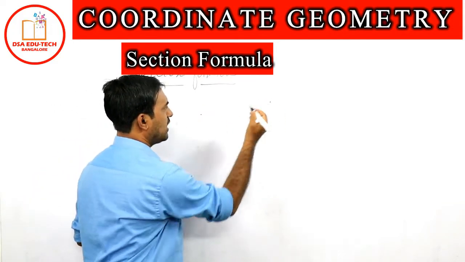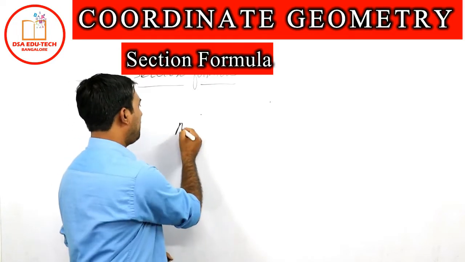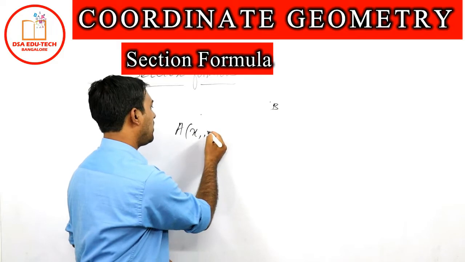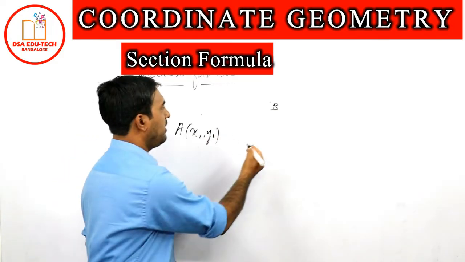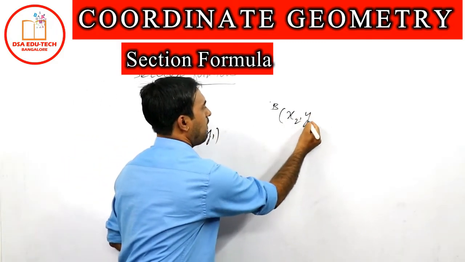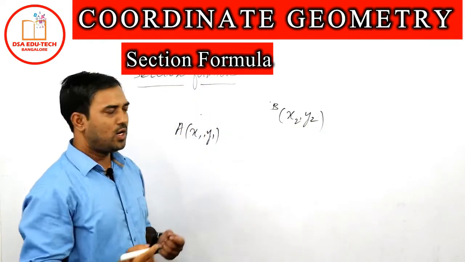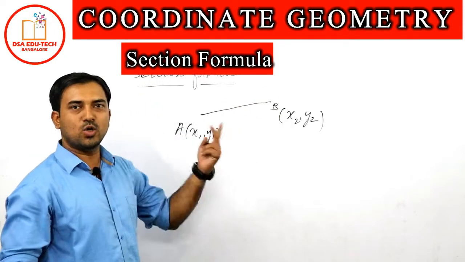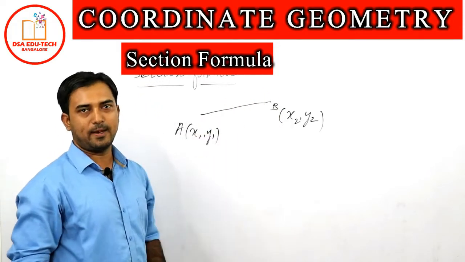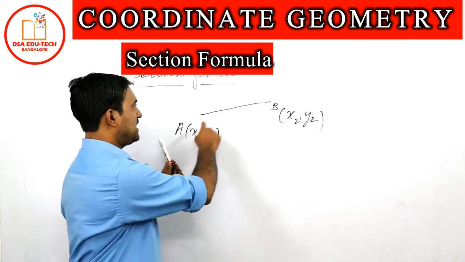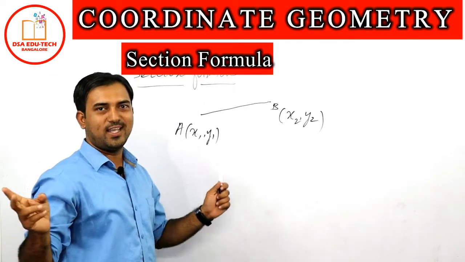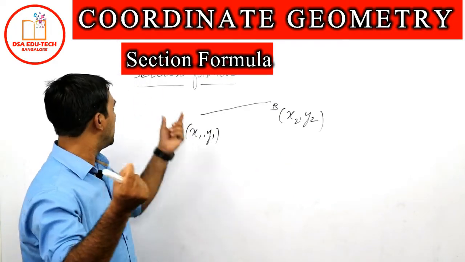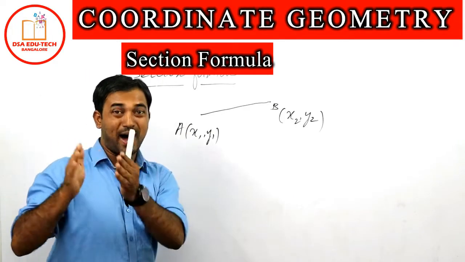These are two points in a quadrant. Let my points be A and B. Point A is (x1, y1) and point B would be (x2, y2). Now let me join these two points. If I join these two points, this will become a line, right? By seeing this, you may remember the distance formula, right? Whenever there are two points, you go for the distance formula. Here it will change. Section means part.